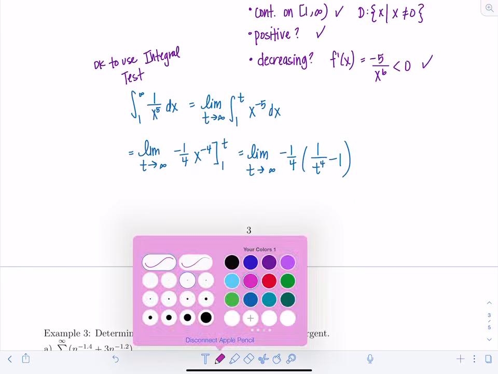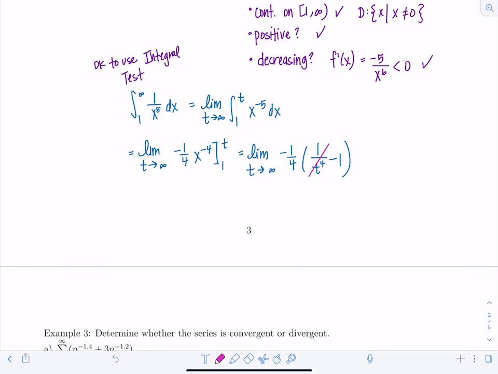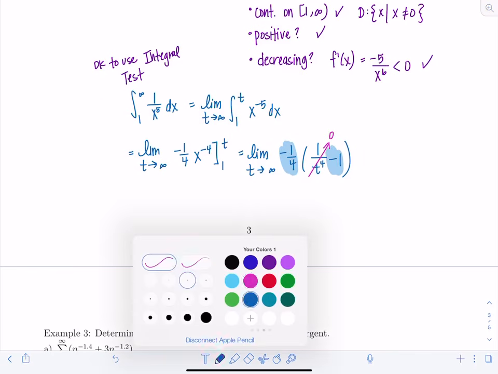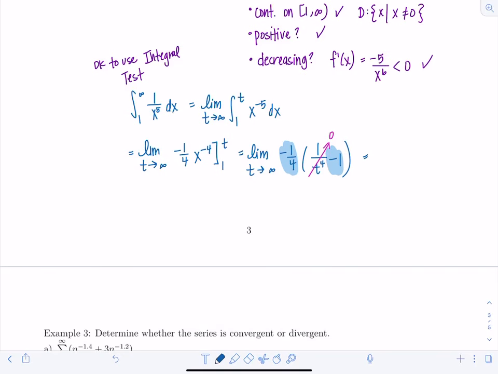And then now I can take this limit. As t approaches infinity, 1 over t to the 4th is going to go to 0. All I'm left with now is negative 1/4 times negative 1, and this is going to leave me with a positive 1/4. So since this is a finite number, that means the improper integral converges. So the sum from n equals 1 to infinity of 1 over n to the 5th also converges by the integral test.